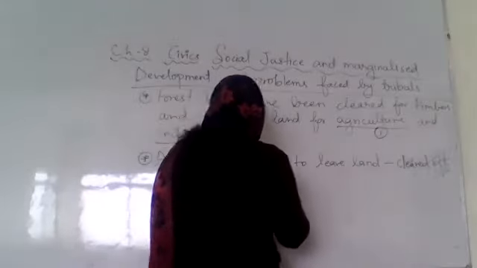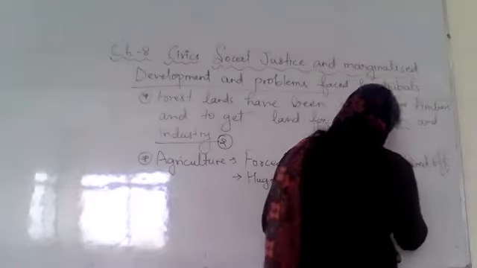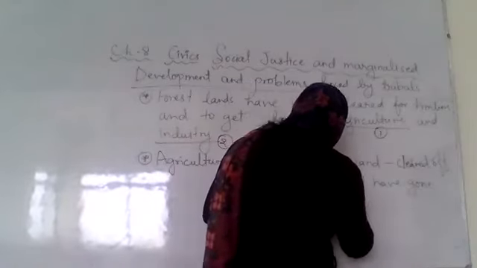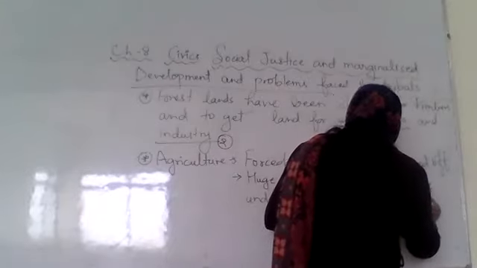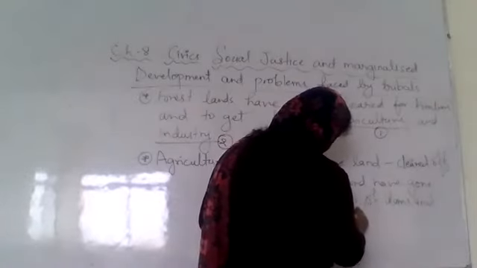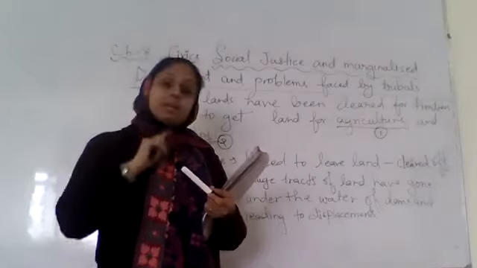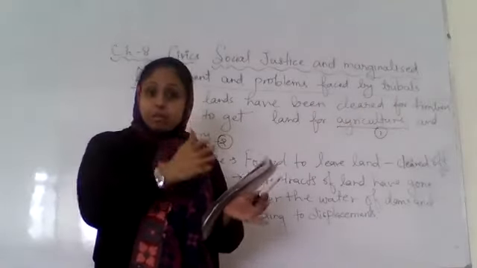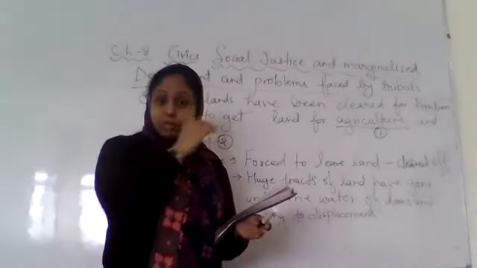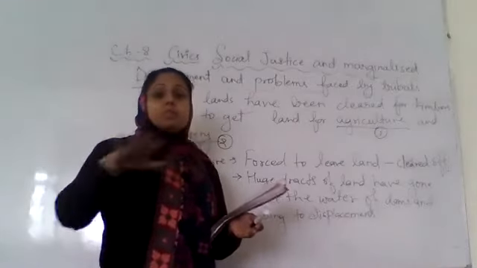Also, huge tracts of land have gone under the water of dams and led to displacement. When a dam is built, we just discussed dams in our previous geography chapter, right? So when a dam is built, big reservoirs are built on the land, right? So what happens? That is built on the river. So much of the land area near the river goes into the dam. Understood? That will be covered with water.